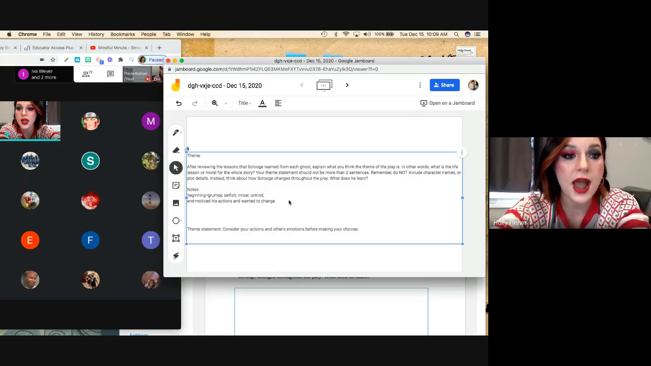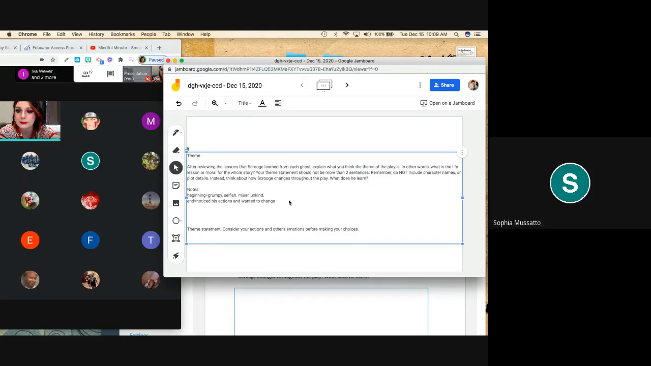Does anybody else want to add anything to how Scrooge changes throughout the play? At the beginning, he was miserable and greedy, and then once he saw what his effect on people was, he changed.